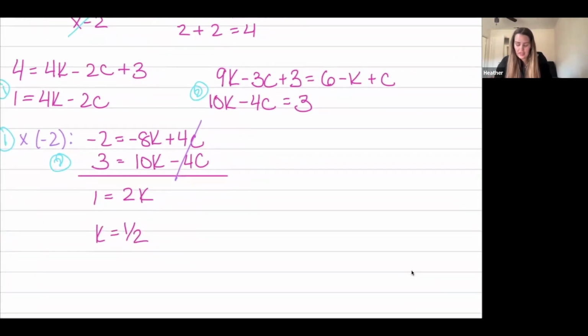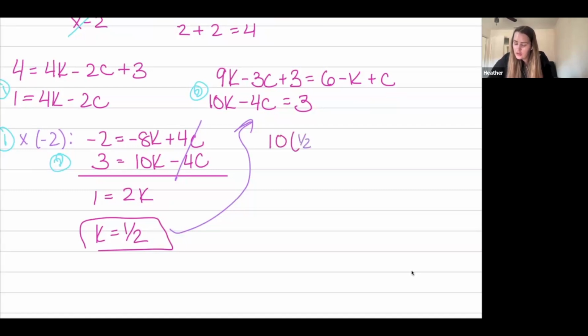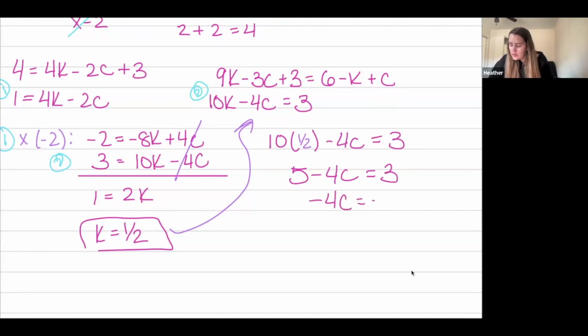The problem wanted me to find k and c. So I got a k here, and I am going to sub him into here in order to find c. So I have 10 times that 1/2 that we found minus 4c equals 3, which would give me 5 minus 4c is equal to 3. Subtract the 5 over, negative 4c is equal to minus 2. Oh my goodness. And c is also 1/2.